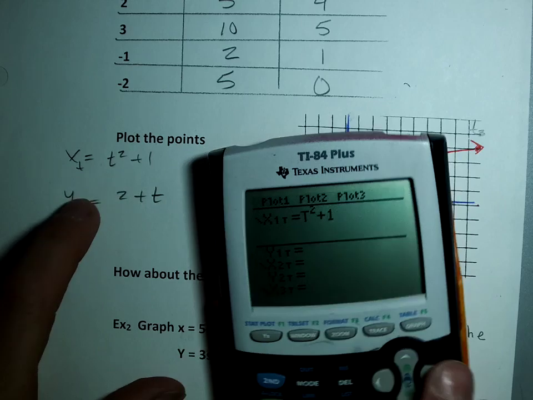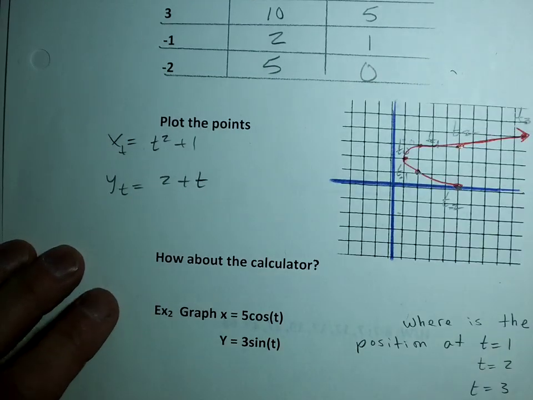Am I going too fast? Yeah. Can you move your calculator? Yeah, sorry, you guys. You want the graph? You still working on the graph?